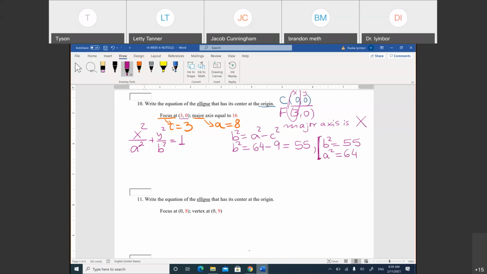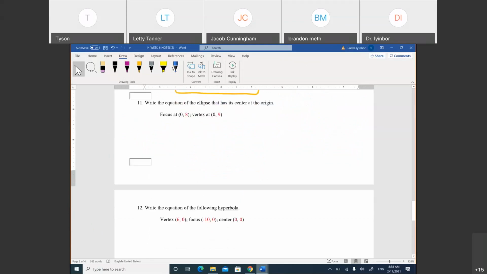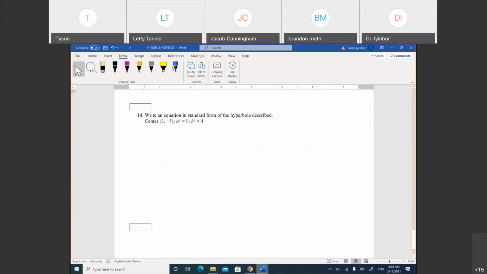So the equation of the ellipse is going to be x squared over 64 plus y squared over 55 equals 1. So that's how we get the equation. Any questions? Everybody good? Okay, so we have one more ellipse here. We're going to go over the next one. It's another ellipse, and then the next questions are hyperbola.